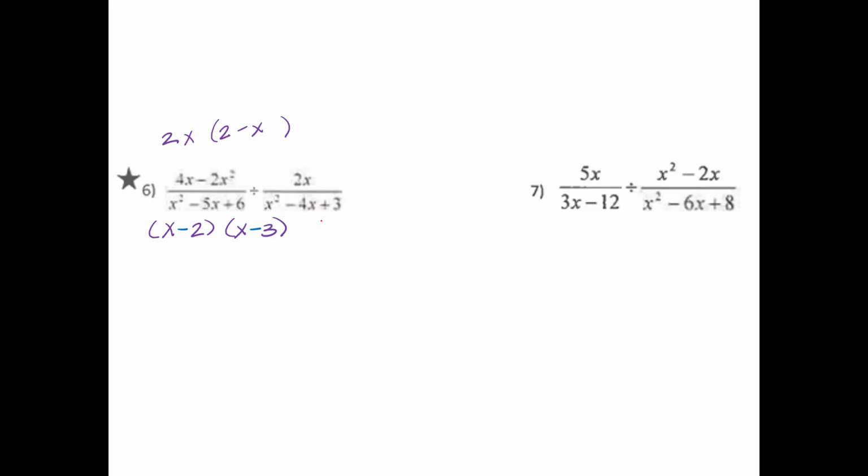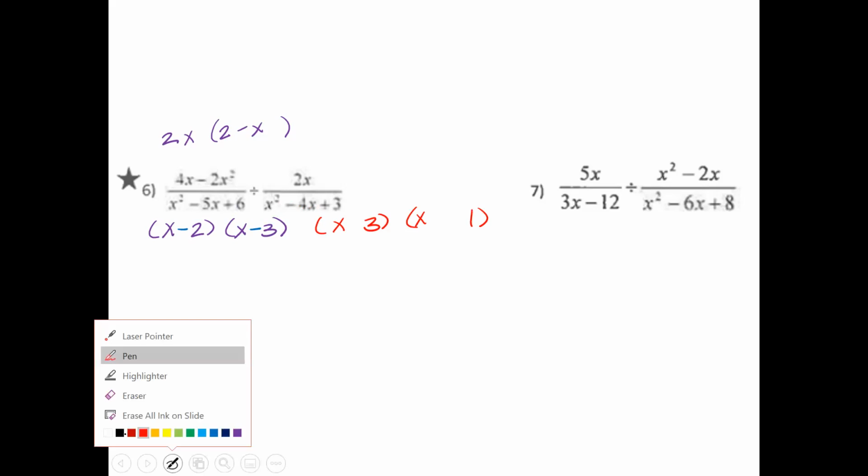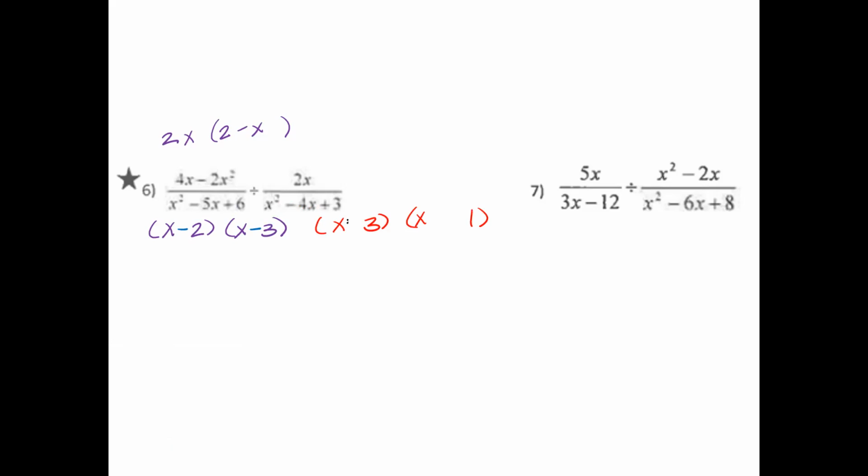Then let's look at the second denominator. What times what gives you a positive 3? I'm thinking 3 and 1, obviously. But then when you add them together, it gives you a negative 4. So minus, minus. All right, so we factored everything.